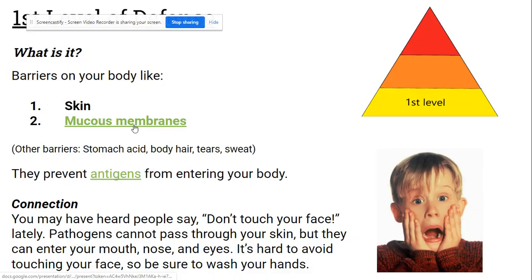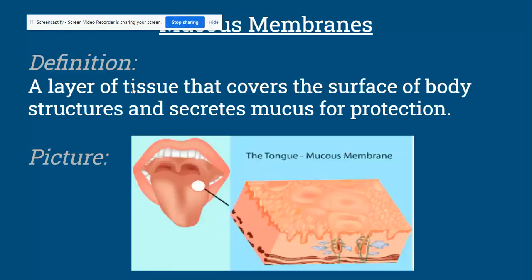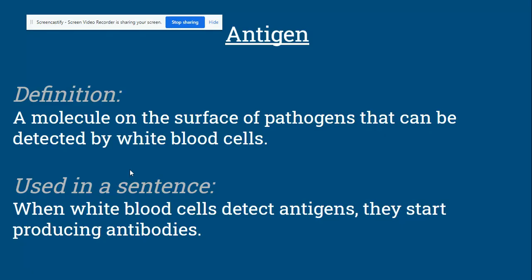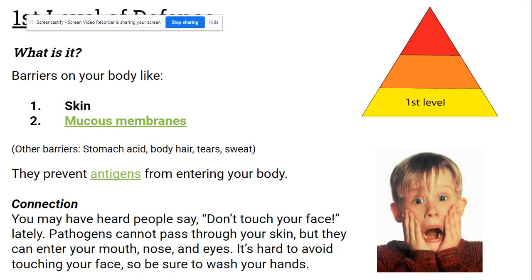So, as a reminder, mucous membranes cover the surface of your body structures. A lot of your digestive tract is covered in mucous membranes, and your tongue has mucous membranes too. And then antigens, of course: anything on the surface of a pathogen that can be detected by white blood cells. So, first level for us, skin and mucous membranes.